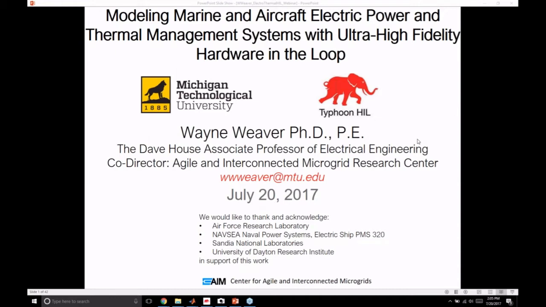Today's presentation and material is just a small glimpse into some larger bodies of work that have been ongoing here, both related to marine and aircraft systems, and the tie-in with using the very nice Typhoon HIL high fidelity hardware and system to do testing.